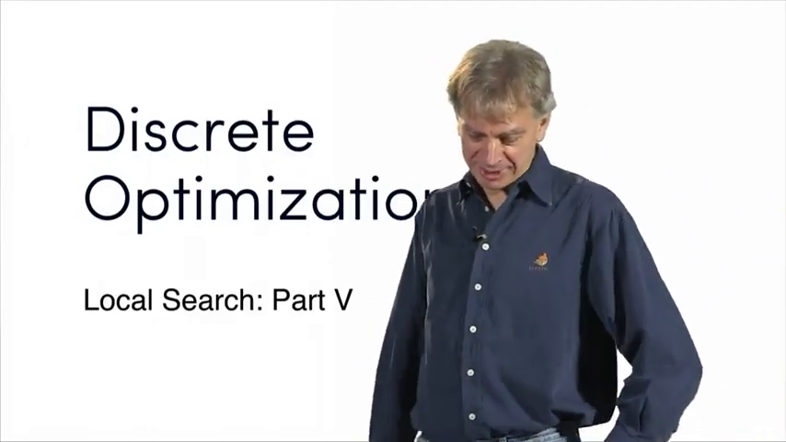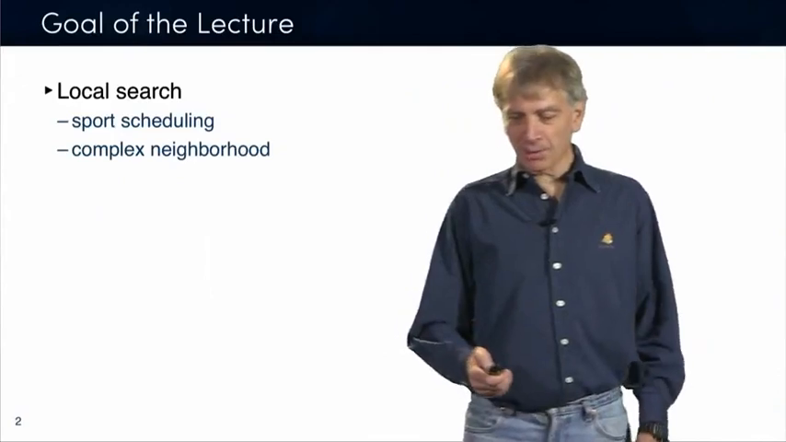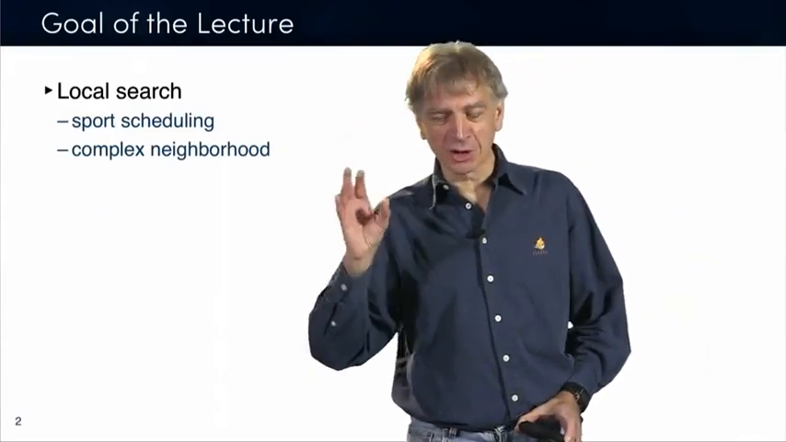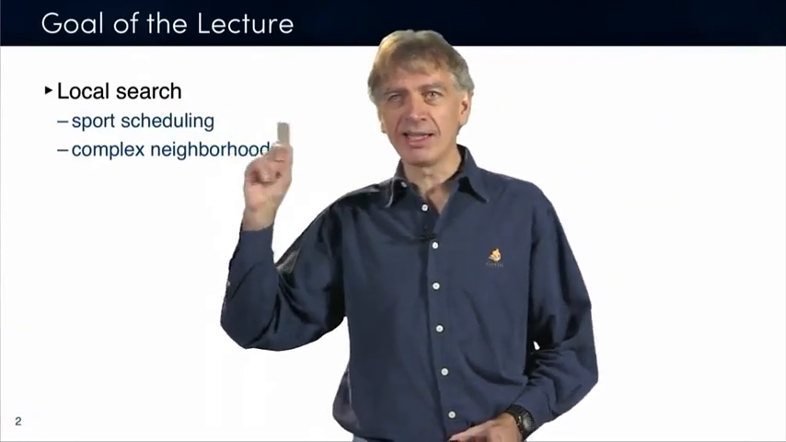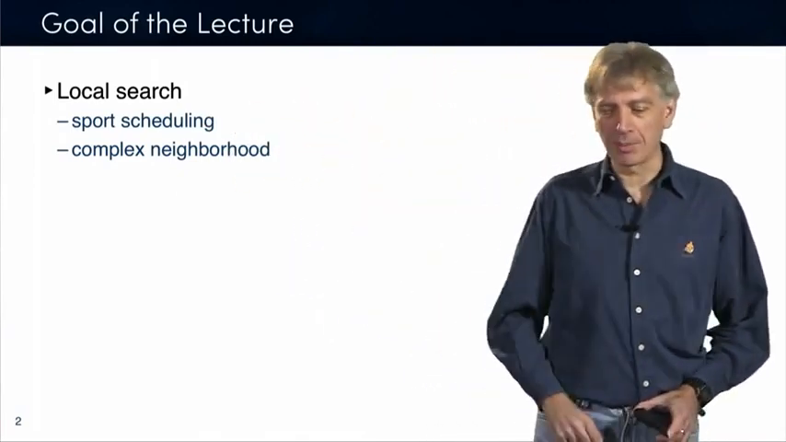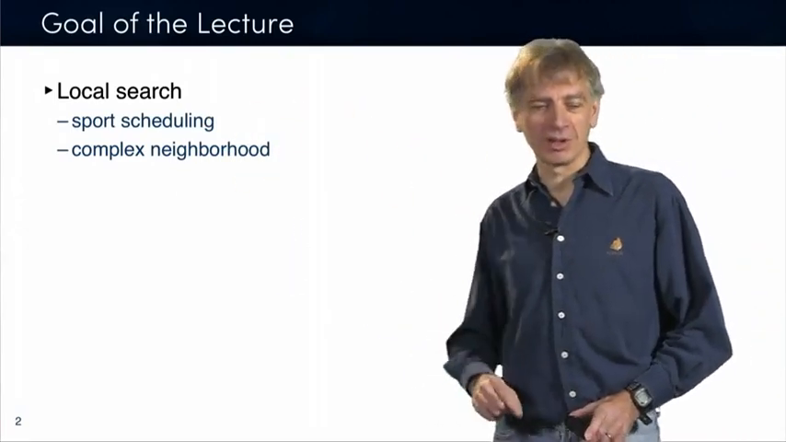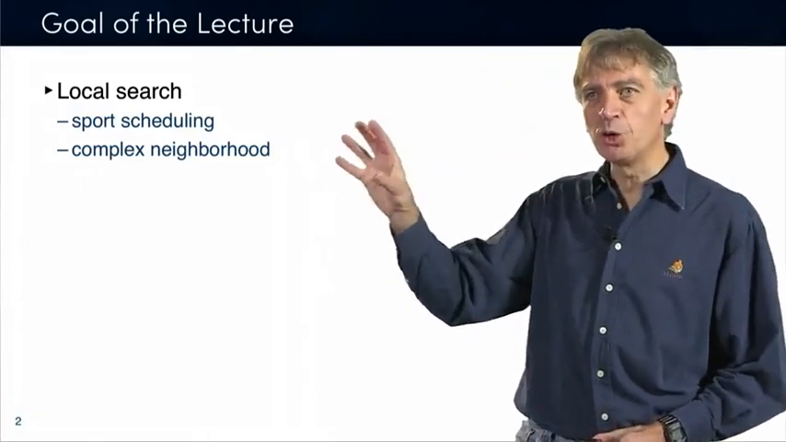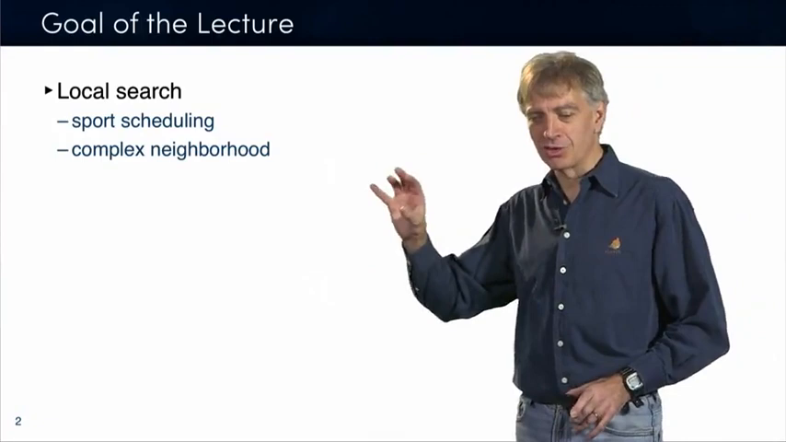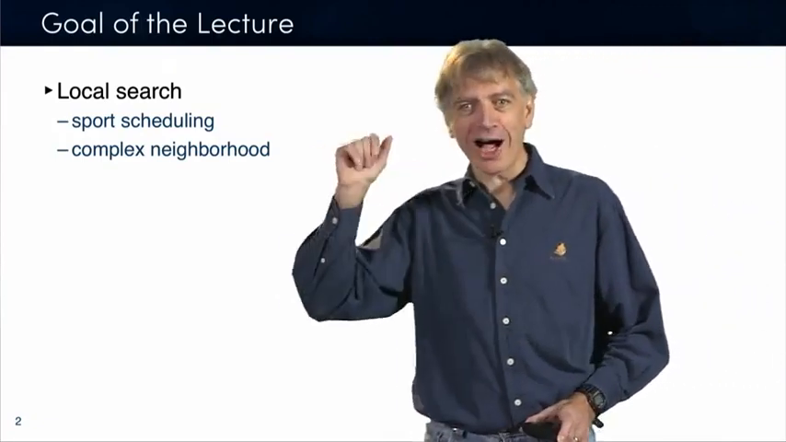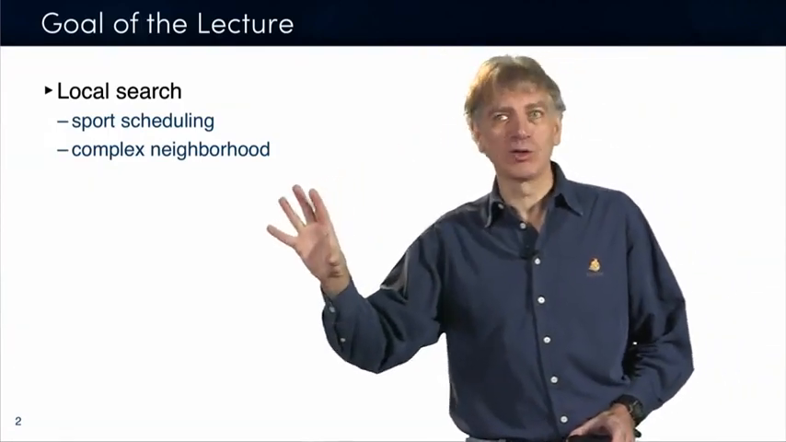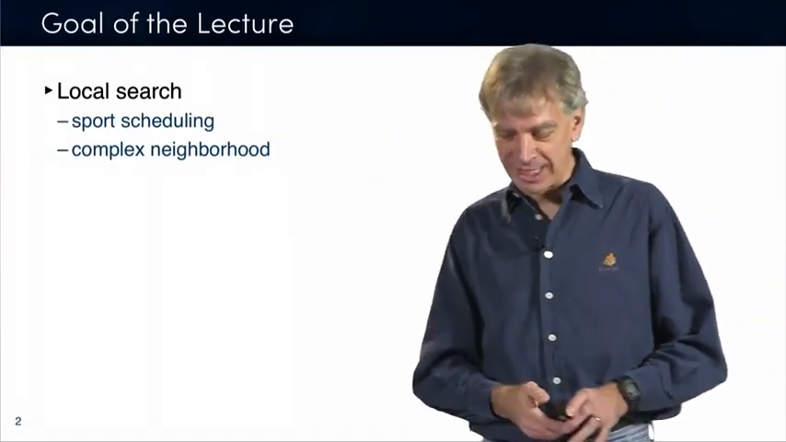This is Discrete Optimization, Local Search, Part 5. What we're going to see today is sports scheduling. Remember, when we did the first introductory lecture, I talked about scheduling and NFL scheduling. So today we're going to talk about some really hard scheduling problems. The key point is that we're going to talk about a really complex neighborhood, a beautiful neighborhood, which was done by some of my students and colleagues, Aris, Yanis, and Laurent. They really got obsessed with these problems, and I'll tell you some of the results at the end.